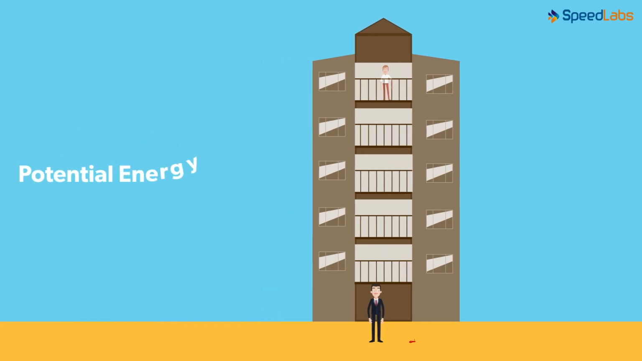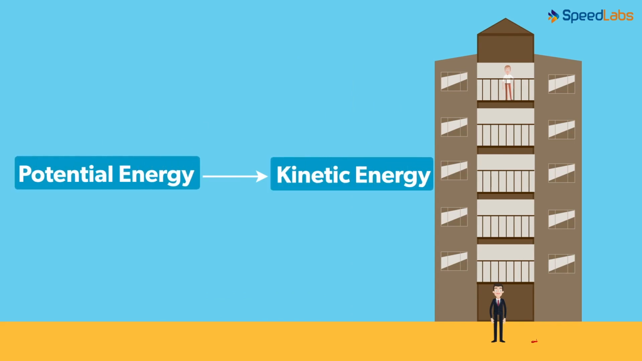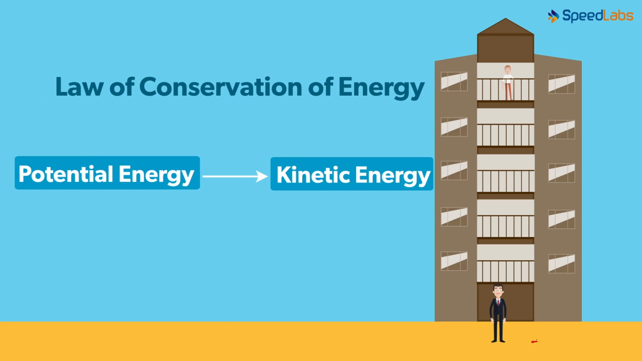So when potential energy turns into kinetic energy, it's a conversion. A conversion from one form to another. And this type of conversion is called the law of conservation of energy. Let's take a practical example now.